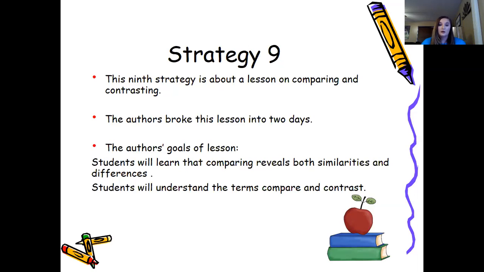Oh, and I'll go ahead and explain the goals to you. So in this lesson, students will learn that comparing reveals both similarities and differences within whatever they're comparing and contrasting, and students will understand the terms compare and contrast. We try to nail that in their heads in second grade. I know they do it in first grade as well, but we try really hard so that anytime we ask them about comparing and contrasting, they know the difference. Okay, so I'll share the book with you again.